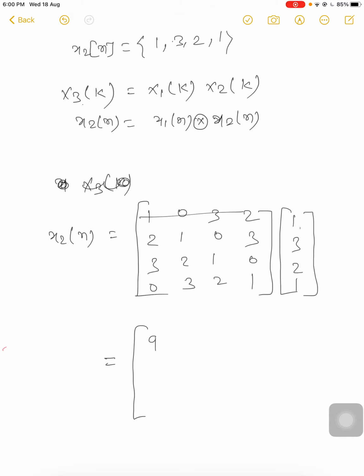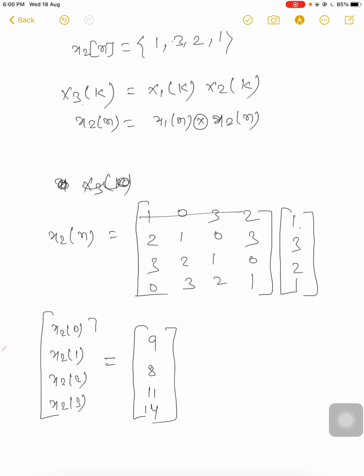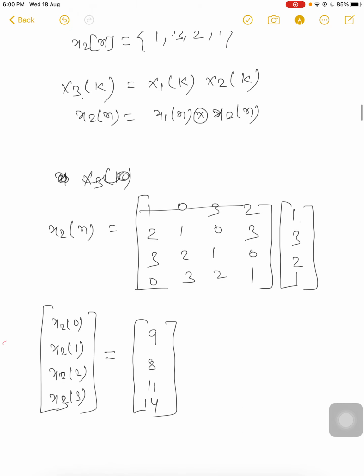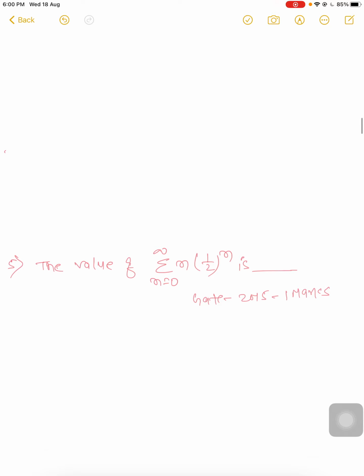1, 9, and here you will get 8, 11 and 14. So this one is nothing but x3 0, x3 1, x3 2 and x3 3. Compare it. We have to find out x3 2, so x3 2 will be 11. So the right answer will be 11.